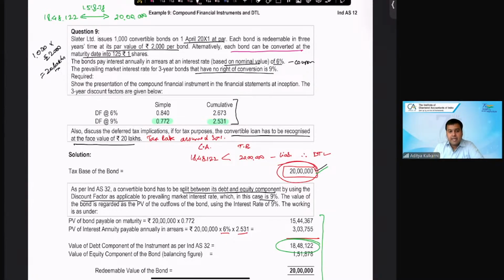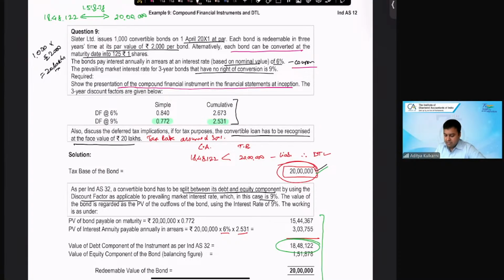The bonds pay an interest annually in arrears at an interest rate on a nominal value of 6%. This is your coupon rate. Prevailing market rate of interest for 3-year bonds with no right of conversion is 9%. Required, show the presentation of the compound financial instrument at inception. The 3-year discount factors are given below.